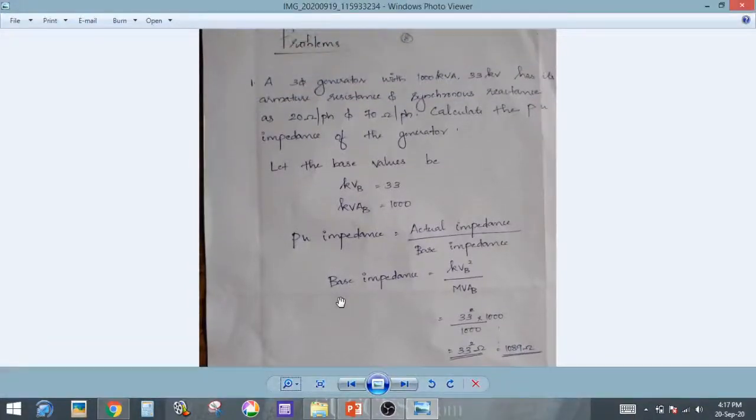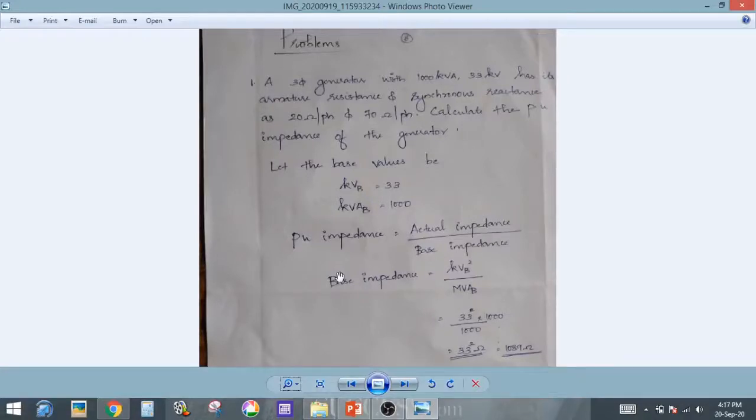Let us do a problem. A three-phase generator with 1000 kVA, 33 kV has its armature resistance and synchronous resistance as 20 ohm per phase and 70 ohm per phase. Calculate the per unit impedance of the generator. So take the base values as base value of voltage equal to 33 kV and base value of kVA as 1000.